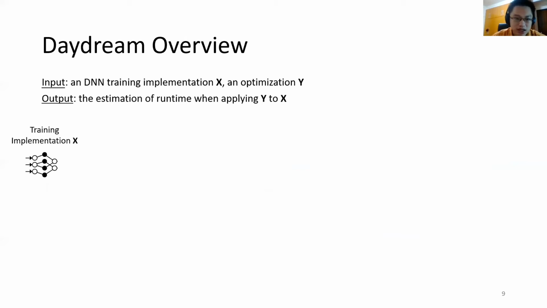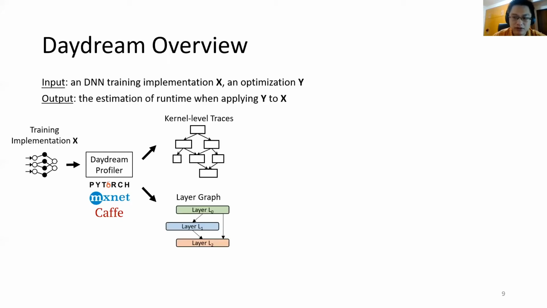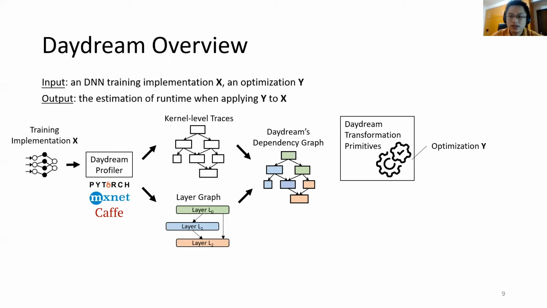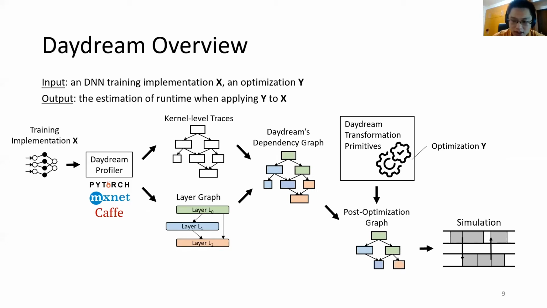So given a DNN training implementation, Daydream will first run a profiler on top of it, collecting profiling data and generating both kernel level and layer level traces. And then Daydream will combine these traces, generating Daydream's dependency graph. The users will use Daydream's transformation primitives to depict the given optimization, and these primitives will alter the dependency graph. And finally, Daydream will simulate the post-optimization graph to output the final estimation.